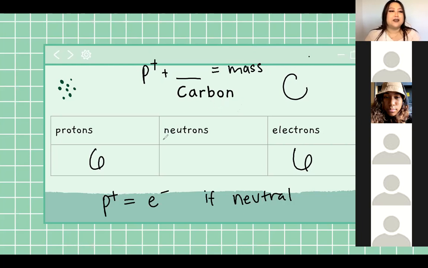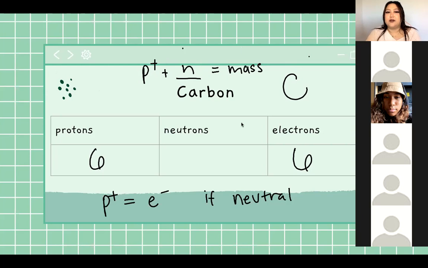There's not necessarily an electron formula, but we will go over ions in a little bit. There's no such thing as an electron formula. And for the neutrons, it would be protons plus neutrons equals the mass, so mass minus atomic number. The atomic number is the number of protons, so it's the same thing. Does that make sense, Iris?